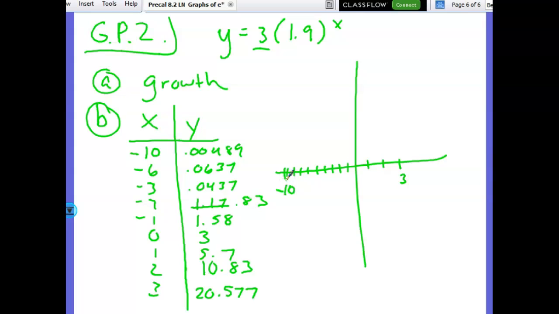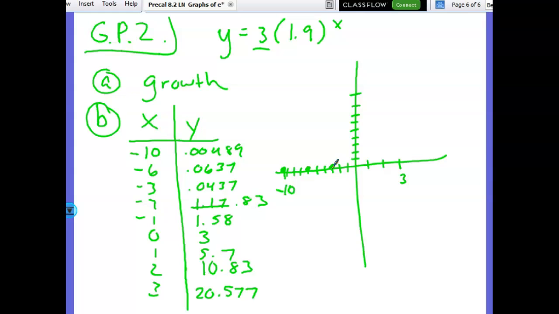My y-axis is going up to 20, so I'll go by 2's again. 6, 8, 10, 12, 14, 16, 18. All right, so at -10, we're really close to what? Yeah. So I'm just going to put it basically right on the line at -10. And this is still really close to 0 at -6. So 1, 2, 3, 4, 5, 6. Still pretty darn close to 0, even at -3.